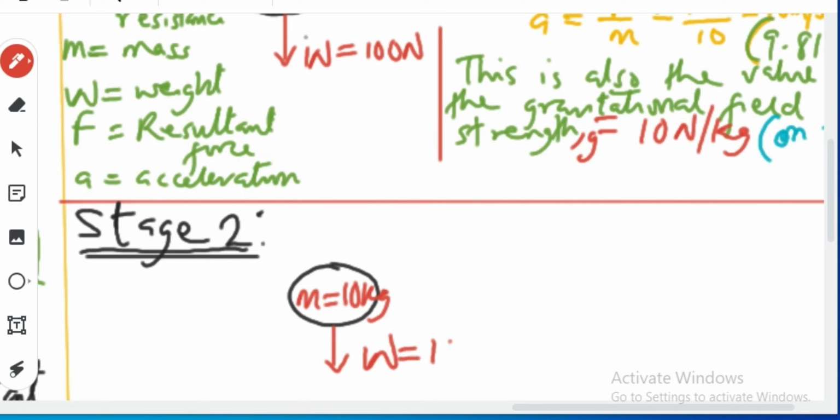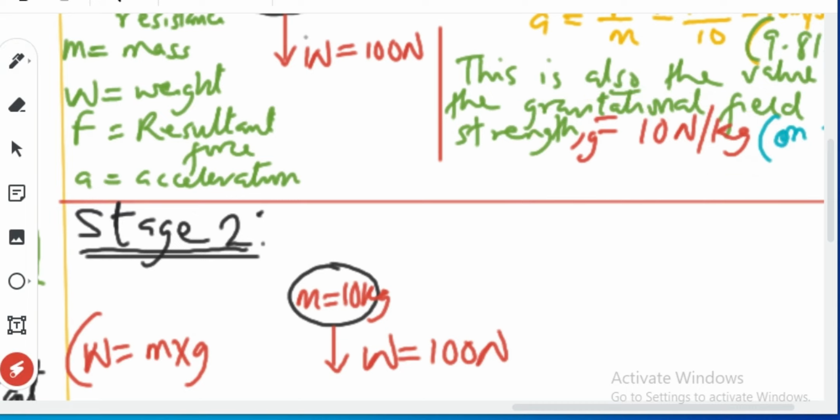100 Newton, because the weight is mass times g, is it not? Remember, to get weight, you simply do weight equals m times g, and I've told you what g is, approximately 10 Newton per kilogram. So you just multiply the mass by g. Okay, so the weight is 100 Newton.